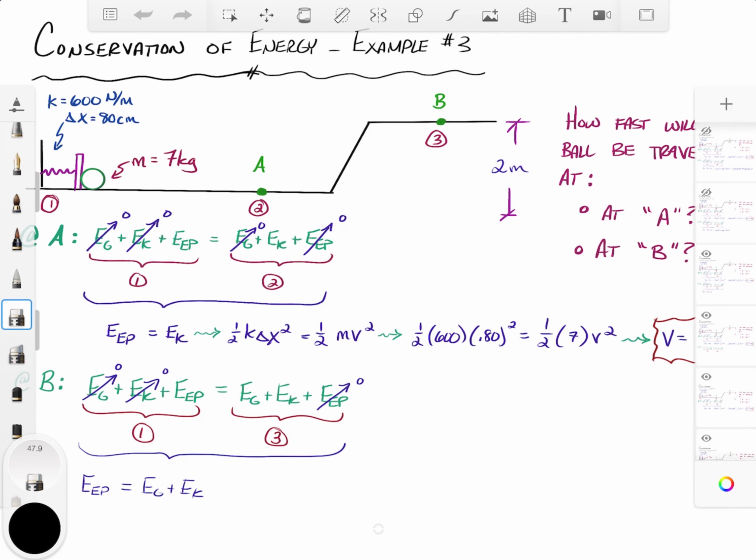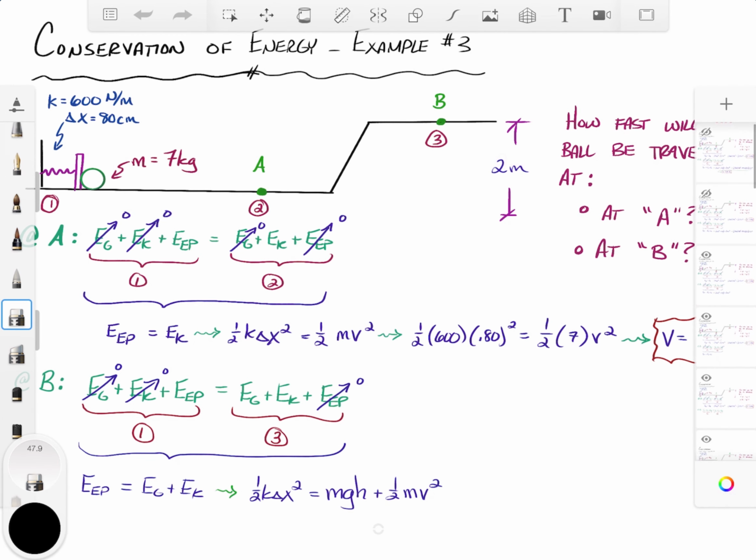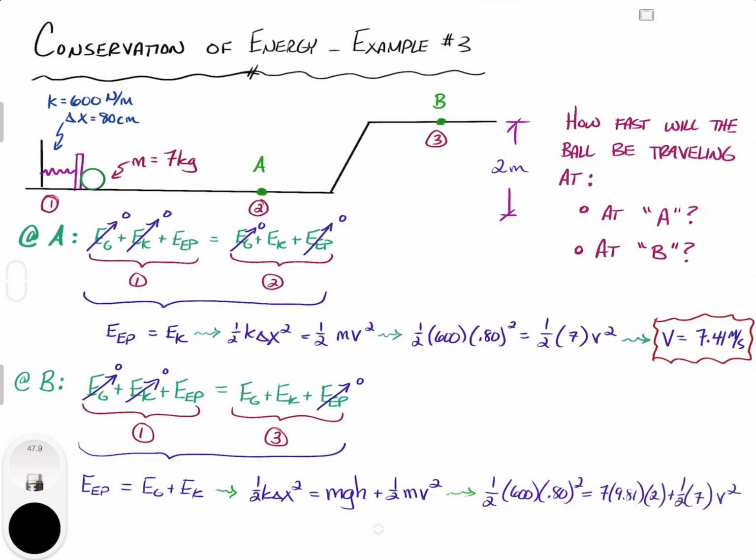Now I can substitute in the equation. So 1/2 kx squared equals mgh plus 1/2 mv squared. And I can plug in the values as I did previously. 1/2 k delta x squared equals mgh plus 1/2 mv squared with all the associated values plugged in. If we do our algebra correctly, we should find that by the time this ball reaches the top, it will only be traveling at 3.65 meters per second, which makes sense.